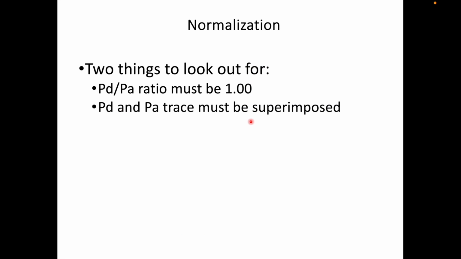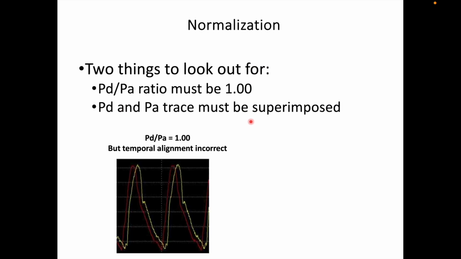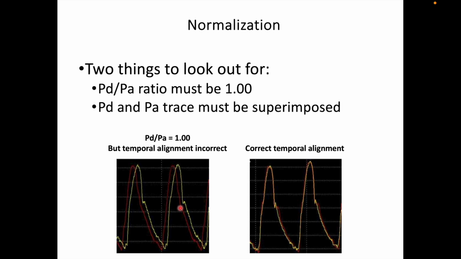So two things to look out for, just as I described: PD/PA ratio must be 1. Even if this is 1, if you look at the waveform here, they are not perfectly superimposed on each other. There is temporal misalignment. So this needs to be normalized again. So press the normalization button again till these two waveforms are perfectly superimposed on each other. Now the normalization is perfect. PD/PA ratio is showing 1, and there is correct temporal alignment of the waveforms as well.